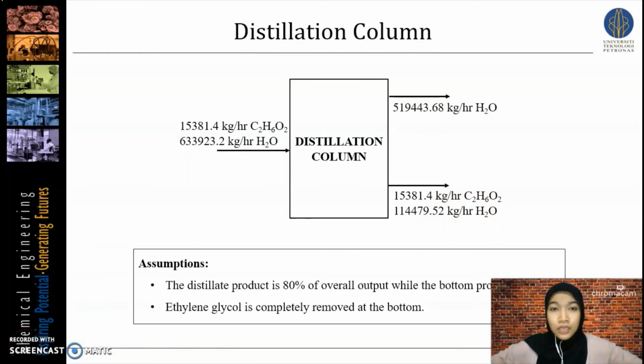Finally, the last equipment of our process plant is the distillation column. So the inlet of this column is coming from the bottom of the stripper. The assumptions that have been made in this process are that the distillate product will contain 80% of the overall output, while the bottom product is 20% of the overall output. The main function of this column is to distill the lighter product, which is the H2O. So from this assumption, we can calculate that the amount of H2O distillate at the overhead is 519,443.68 kg per hour of H2O, while at the bottom we have 15,381.4 kg per hour of ethylene glycol and also 114,479.52 kg per hour of H2O.